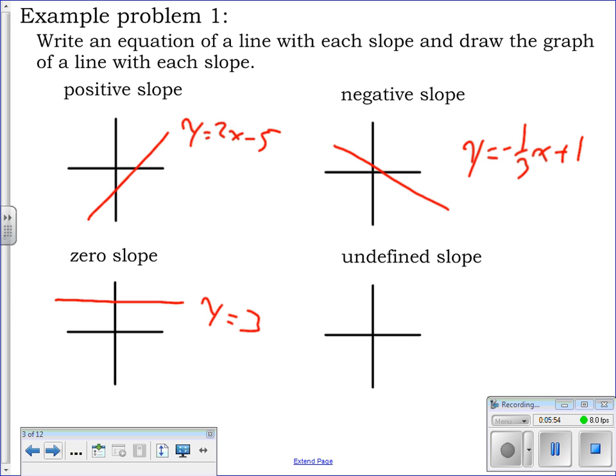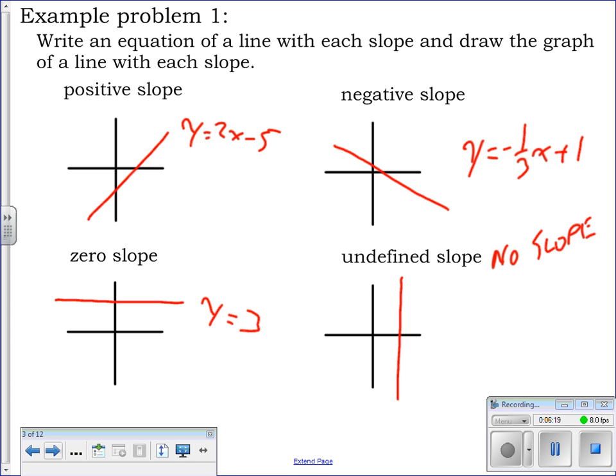Undefined slope. And there's a difference between zero and no slope. Undefined slope is also the same thing as no slope. And zero does not mean no slope. They're not the same thing. Zero slope and no slope are not the same. Zero slopes have no slope to them.